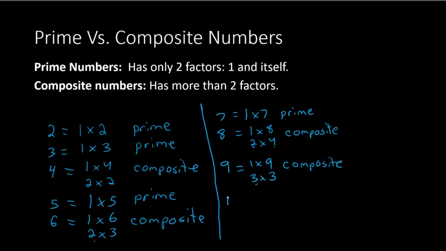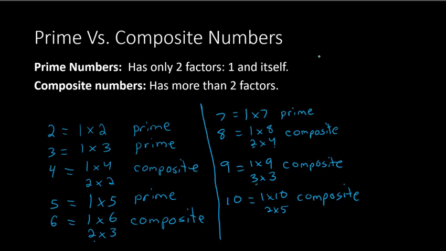Okay, what about 10? Well, 10 could be 1 times 10, but we can also do 2 times 5. So again, we have more than 1 set of factors, so that would make the number 10 composite. And this can keep going on forever and ever. You can do this for any set of numbers. We just did the numbers 2 through 10.